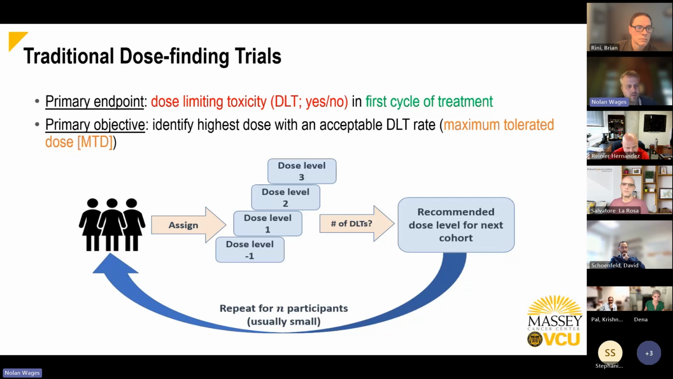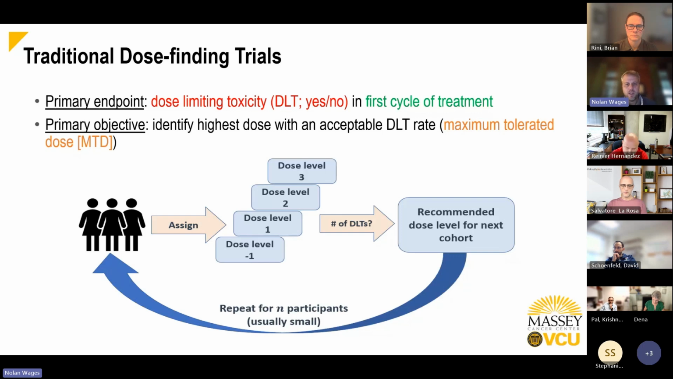And our goal is to find the highest dose with an acceptable DLT rate, which we term the maximum tolerated dose. So the figure here gives sort of a general schematic for how these trials work. We have a small cohort of patients that we assign to one of the dose levels that we are studying. In that small cohort of patients, we observe the number of DLTs, and then we recommend a dose level for the next cohort based on some design algorithm that we have, and we'll talk about several today. And then we repeat this outcome adaptive process for usually a sample size of N participants, which is usually small. We're usually talking about patient numbers in the upper teens or 20s for these types of trials.